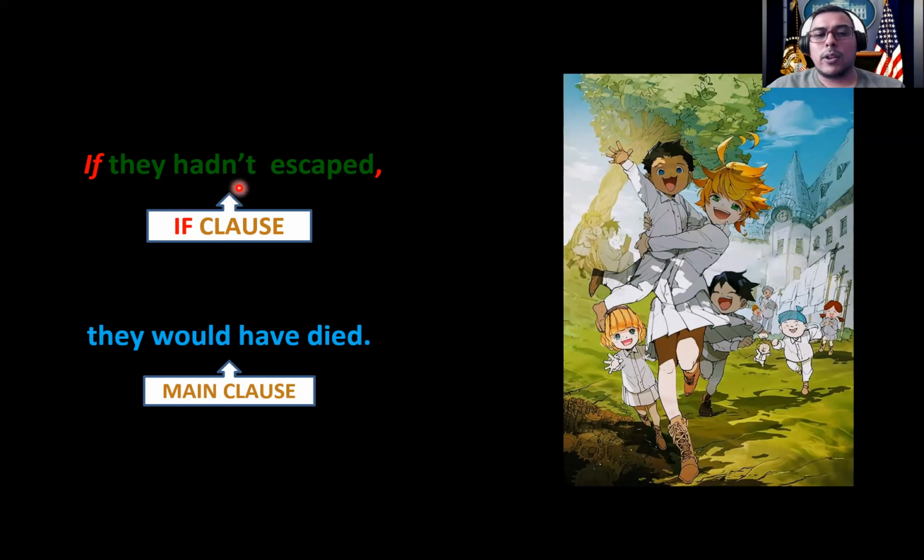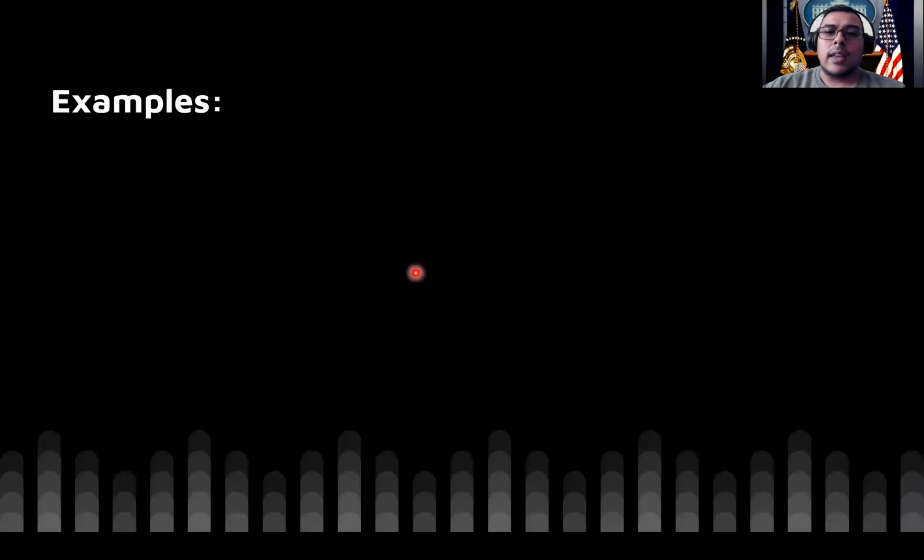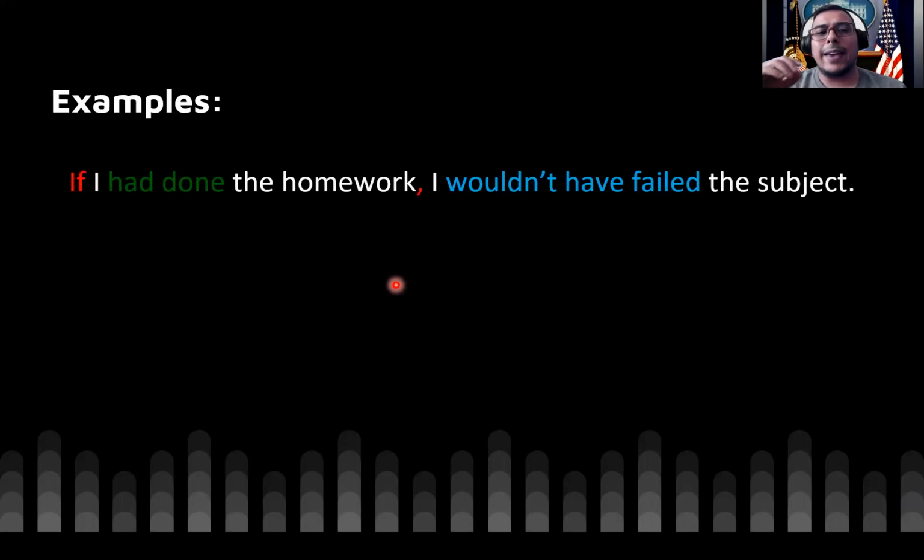And we can see right there we're using past perfect, hadn't escaped, and then we're using would have and the verb in past participle. There's one important thing that we got to remember. If we're talking about regular verbs, then the past participle form of those verbs is with ed. Okay, so they are simple. Now, here we have some more everyday examples for everybody. If I had done the homework, I wouldn't have failed the subject.